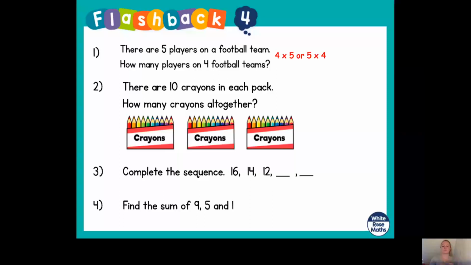Okay, 5, 10, 15, 20. Stop! We've counted 4 steps and what did we get to? Yes, that's right, 20. So there are 20 players altogether on 4 football teams.